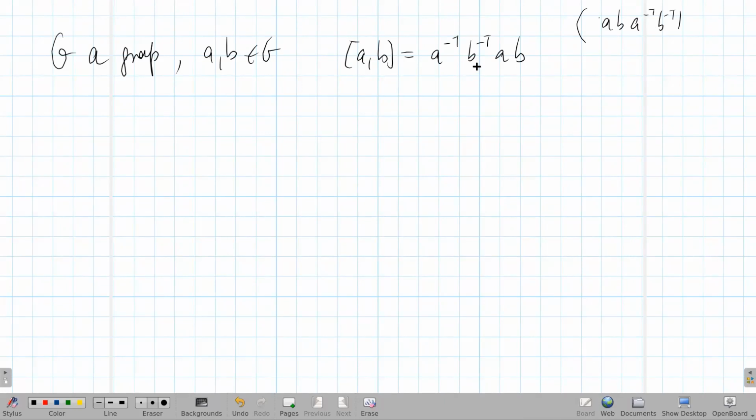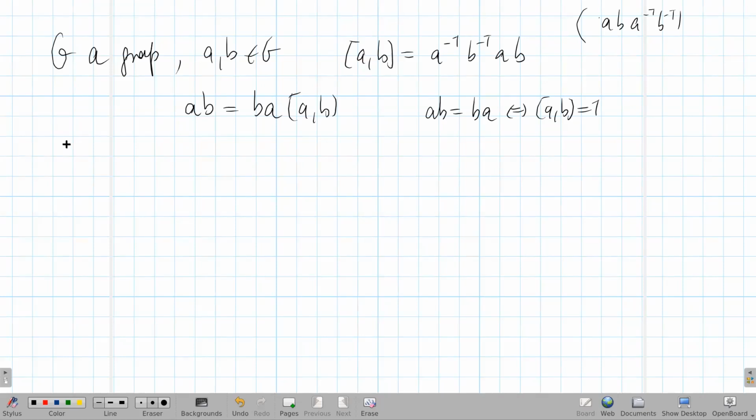Why is it called a commutator? Because we have seen that AB is immediately BA multiplied by the commutator, because of course A cancels with the inverse and then B cancels with B inverse. So this means that two elements commute if and only if the commutator is one. So it measures whether two elements commute or not.